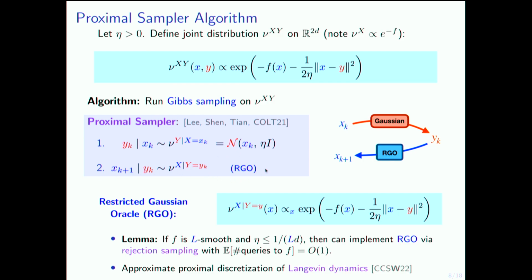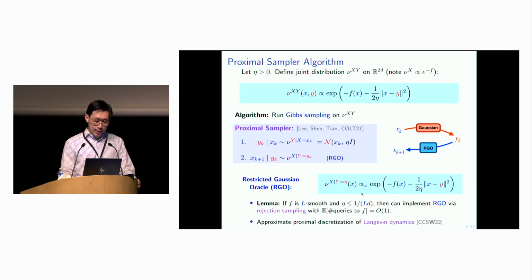This is the difficult part that's called the restricted Gaussian oracle. It turns out that under some condition, only when f is smooth and with the step size small enough, we can sample from this RGO, this backward conditional, in a constant number of queries. So the question becomes, what is the outer iteration complexity of this algorithm?